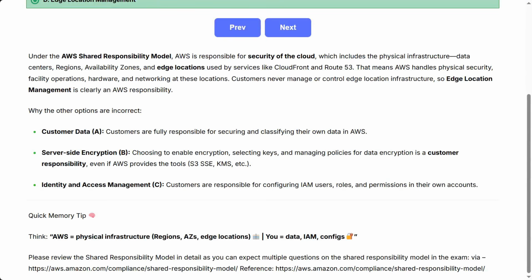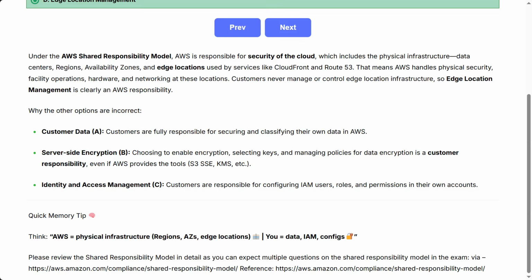physical infrastructure, data centers, regions, availability zones, and edge locations used by services like CloudFront and Route 53. That means AWS handles physical security, facility operations, hardware, and networking at these locations. Customers never manage or control edge location infrastructure, so edge location management is clearly an AWS responsibility.